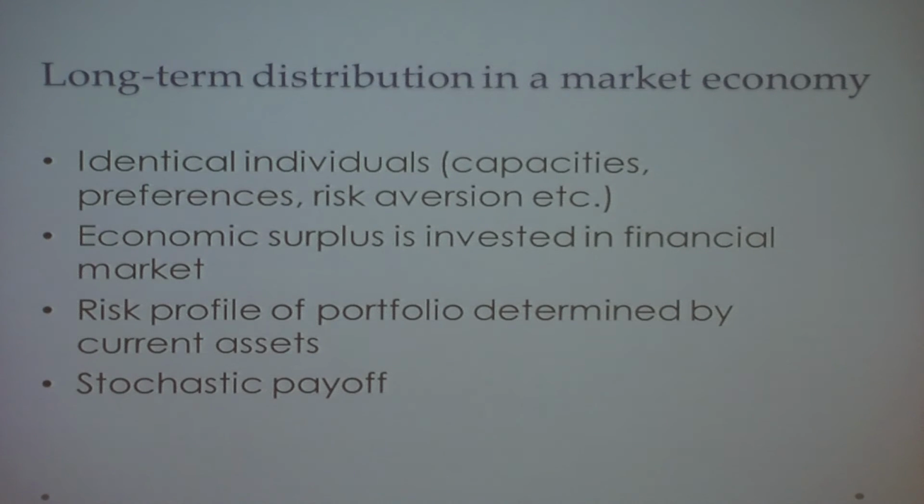They assume, again, that we have a large society. I mean, in my simple model we had 2 persons. Here we have an infinite number of individuals who are identical in all important respects. We have an economic surplus that is generated, but this time we have a financial market to invest in. It's a growing economy, so we can invest. We don't have to consume everything in order to survive.